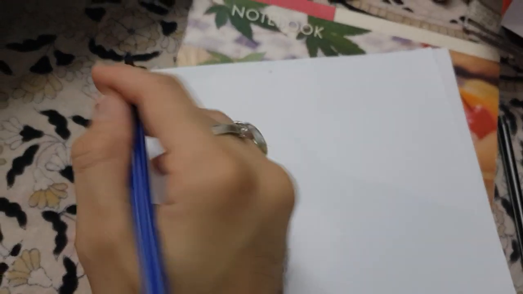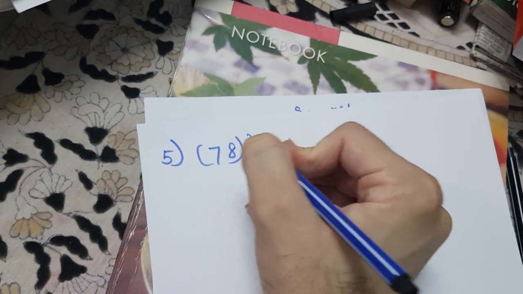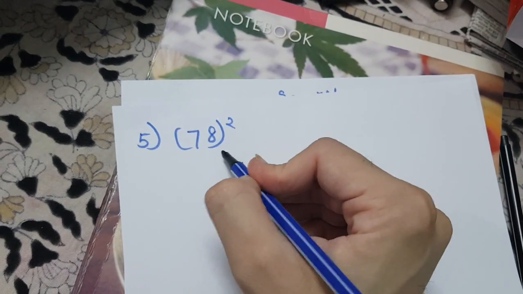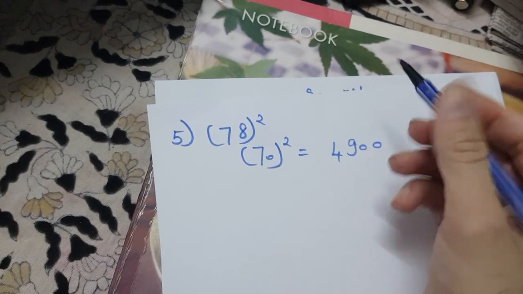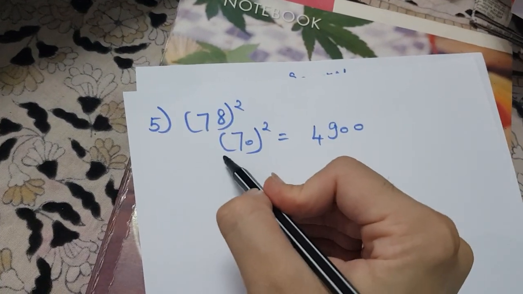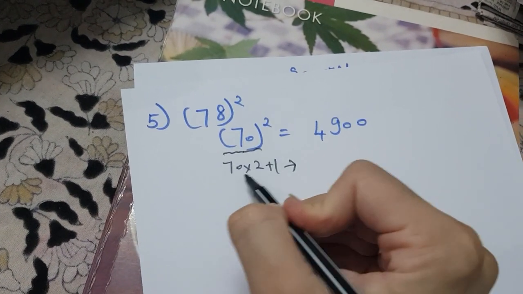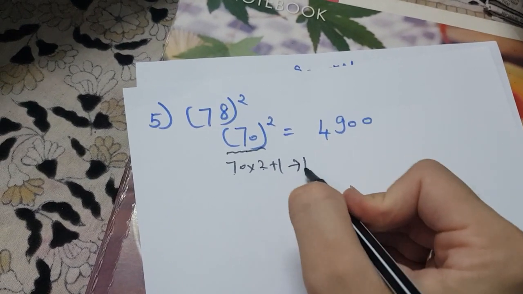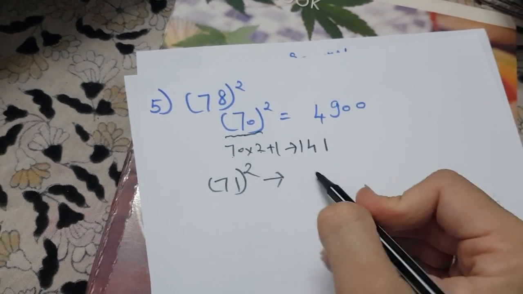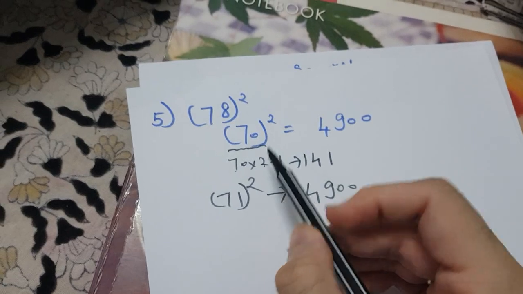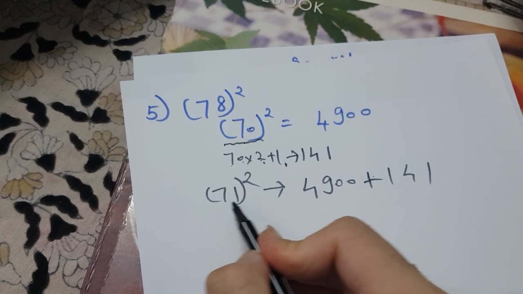Now let us solve one different type of question. Let us suppose you have to find the answer of 78 square. For this we first know that 70 square is nothing but 4900. For getting 71 square, you just need to multiply 70 cross 2 plus 1, which gives you 140 plus 1, that is 141. So for 71 square, the only thing that you need to remember is 4900 plus you have just multiplied it by 2 plus 1, so that is 141. If you add this you get an answer. So this will be for 71.